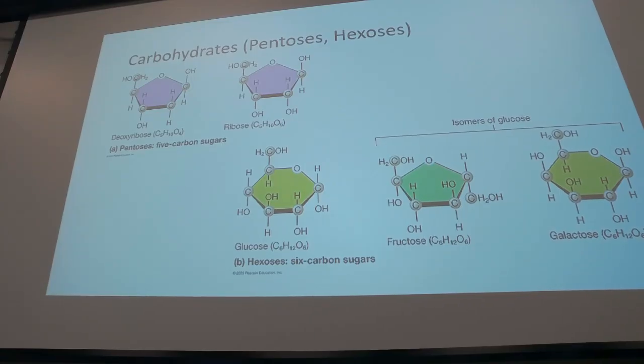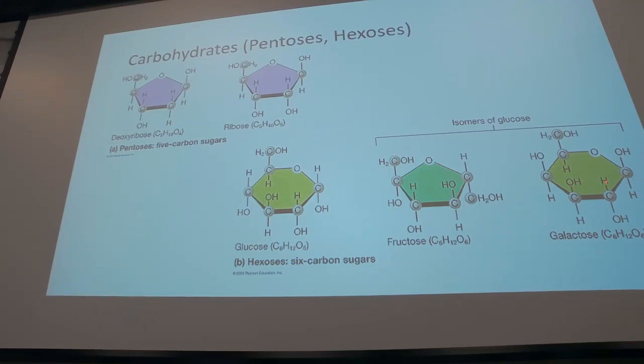So these are 5 carbon sugars. And then 6 carbon sugars, we have the same formula, C6H12O6 for each of these. And this is the structure of glucose made out of these 6 carbons, 12 hydrogens, and 6 oxygens. And fructose takes a different shape with the same formula. So this is an isomer of glucose.